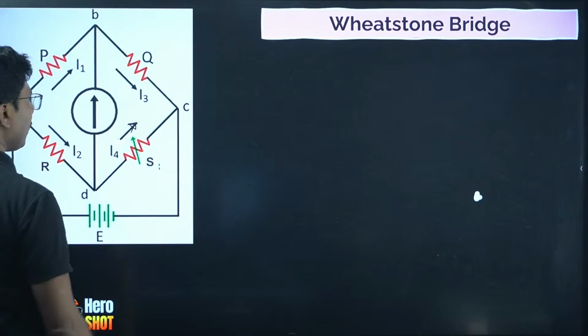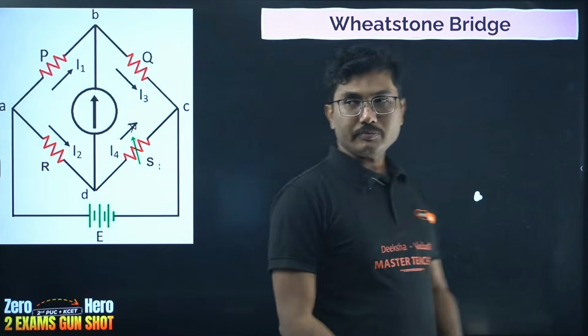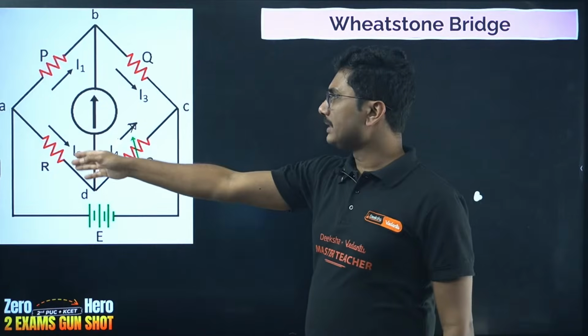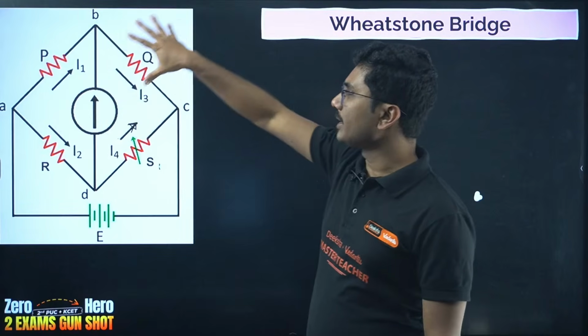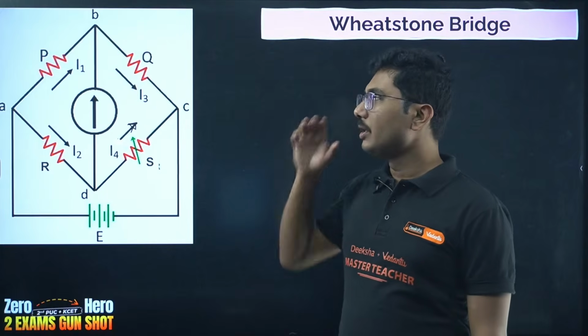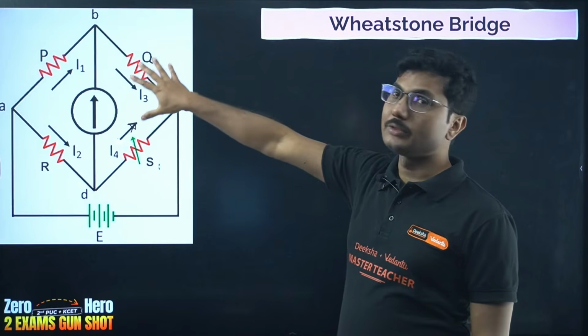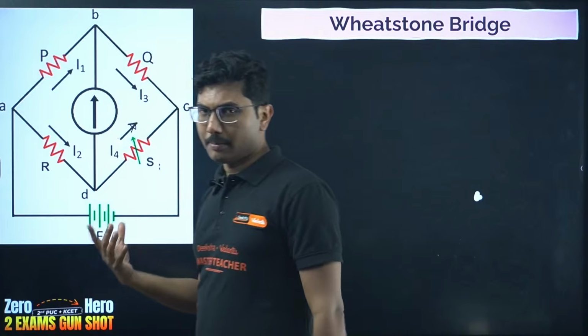This is the direction of I4. Now if you can see everything like this, then this is called a Wheatstone Bridge. This structure is similar to that of a bridge, that's why it is called Wheatstone Bridge. Wheatstone is the name of a person.